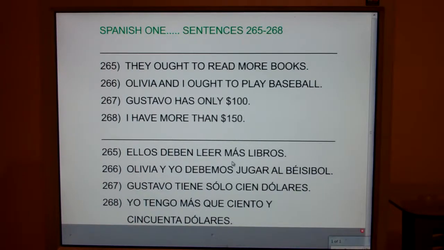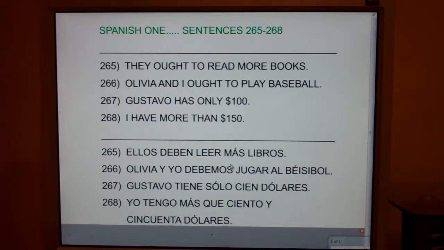If you're confused with más, muy, and mucho, I've got a clip on that. Just type in más, muy, mucho. Olivia and I ought to play baseball. Notice, if it's Olivia and I, it's we. So it's debemos jugar al béisbol.